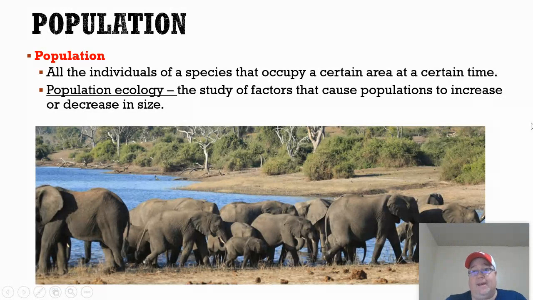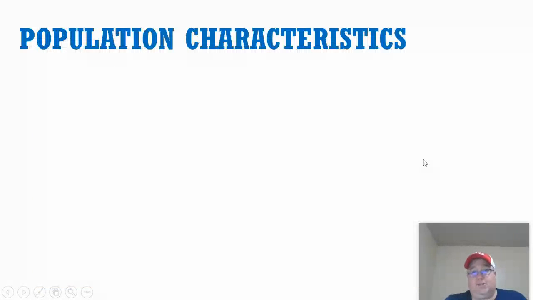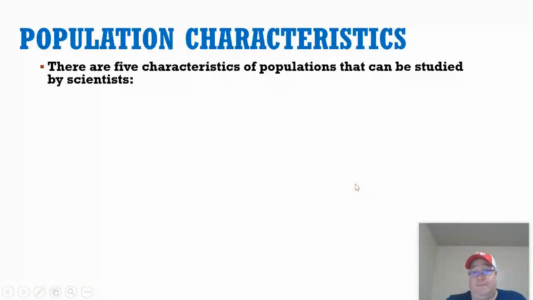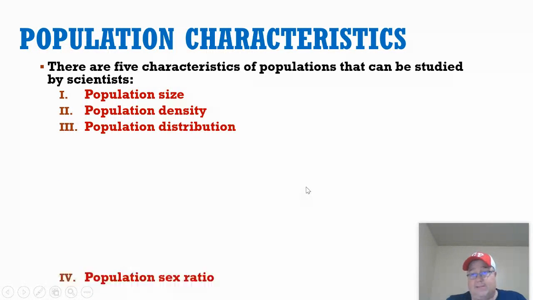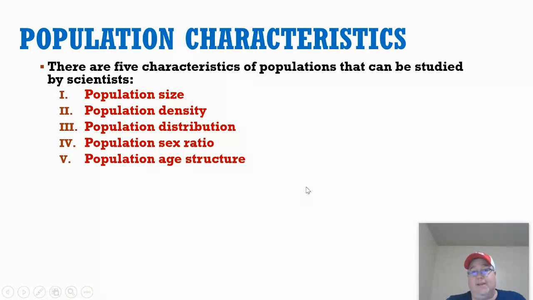Now, what I want to look at initially today is some different characteristics of populations. There are 5 different aspects to a population that we can study. We can look at population size. We can look at its density. That's different from size. We'll talk about what the difference is in a few minutes.